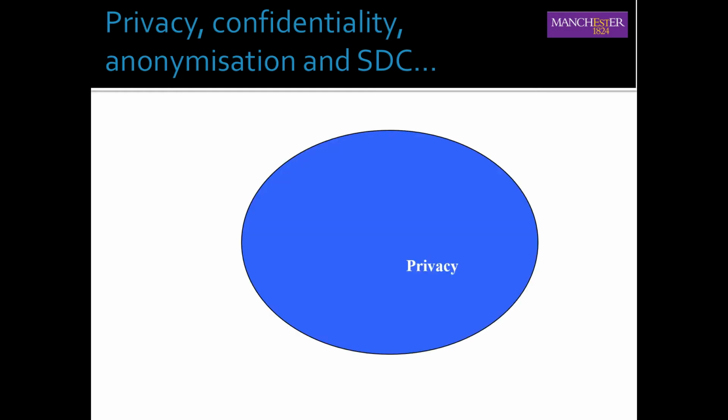So what is privacy? Privacy is about people. In essence, it is not primarily about data. Privacy is about people's control over their own lives, their space, their existence, their property, their relationships.